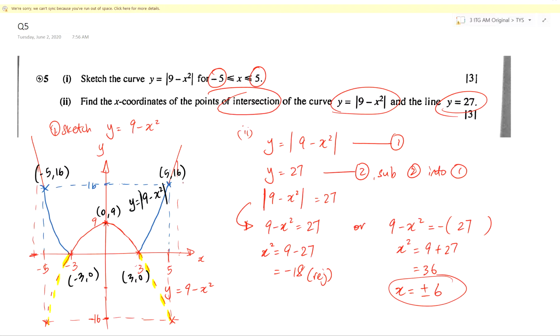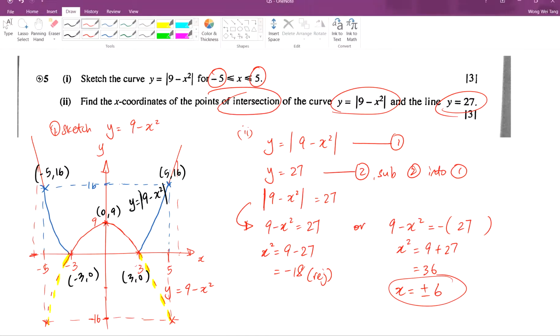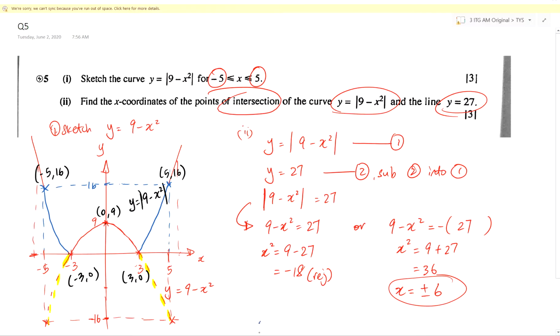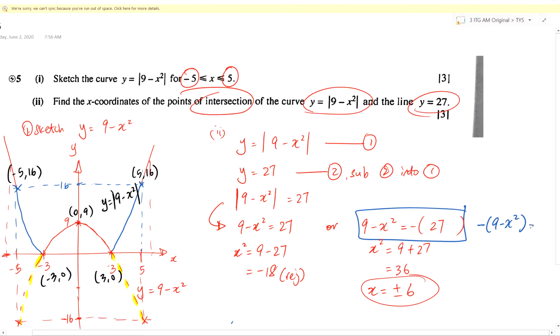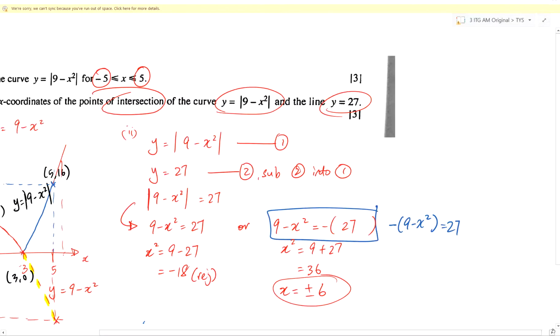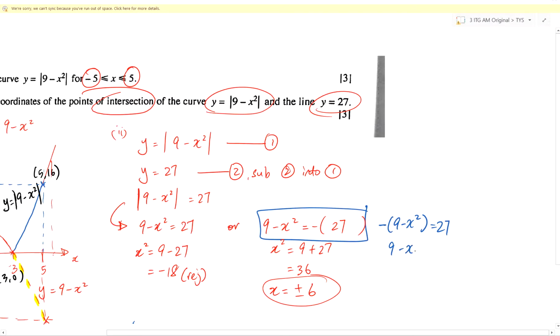Okay, so let me use another color. Genesis is asking whether instead of writing it this way, we write down negative 9 minus x squared equals to 27, right? They are the same. Yes, you can do that. You can do the one in blue also. It's just that after this 9 minus x squared, you can divide it over with a negative 1, you get negative 27. It's the same thing. However you want to proceed.